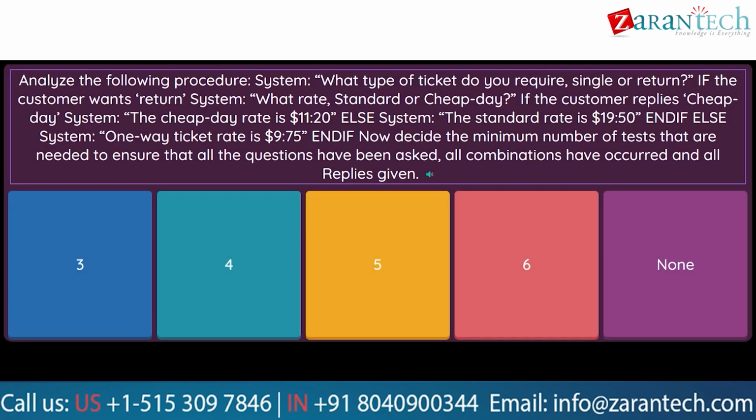Question: analyze the following procedure. System: what type of ticket do you require, single or return? If the customer wants return, system: what rate, standard or cheap day? If the customer replies cheap day, system: the cheap day rate is $11.20. Else, system: the standard rate is $19.50. And if else, system: the one-way ticket rate is $9.75.